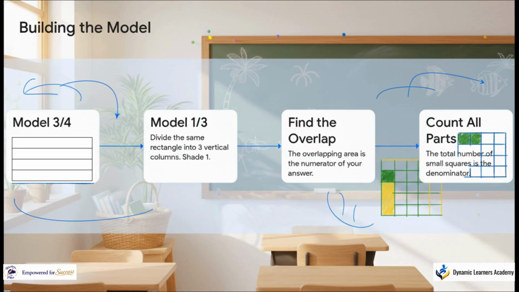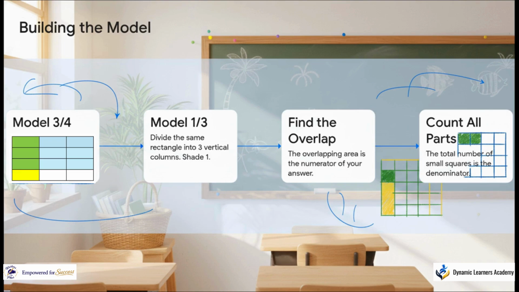Now, for our first fraction, 3/4, let's slice that rectangle into 4 equal rows, just horizontally, side to side. Got it? Okay. Now shade in 3 of those rows with, let's say, blue. Perfect. Now for the second fraction, 1/3, we're going to take that same rectangle and slice it the other way into 3 equal columns, going up and down. And let's shade one of those columns yellow.